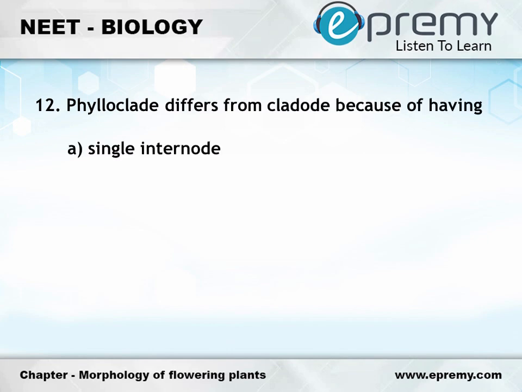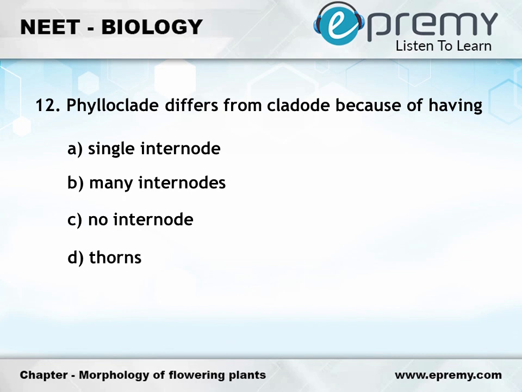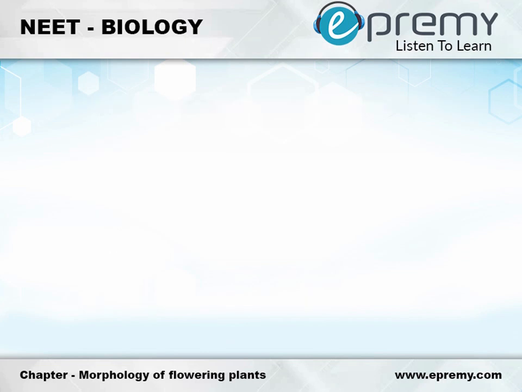Question number 12. Phylloclade differs from cladode because of having option A, single internode, option B, many internodes, option C, no internode, option D, thorns. The answer is option B, many internodes.